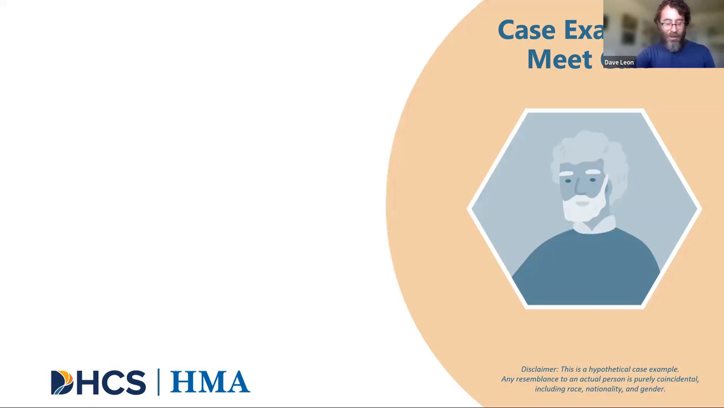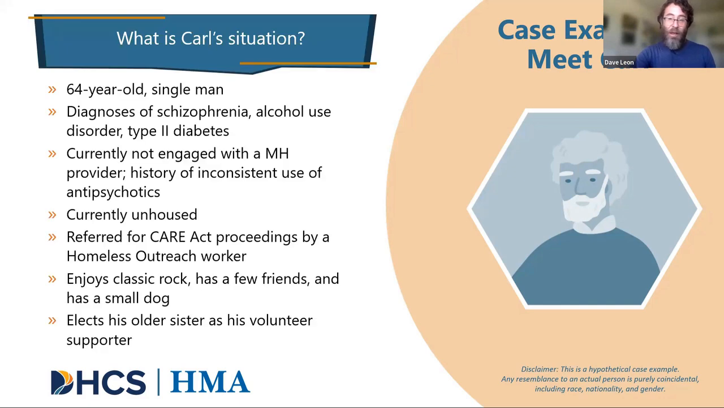So as we prepare to meet somebody, we've talked about this person, Carl, who's an older rocker who has some delusions about alien invasion of the Earth, has some auditory and visual hallucinations that he really doesn't like and treats with medication. But most of all, he's a guy who's into classic rock and loves his dog and loves his sister, and he's just trying to get through his life.